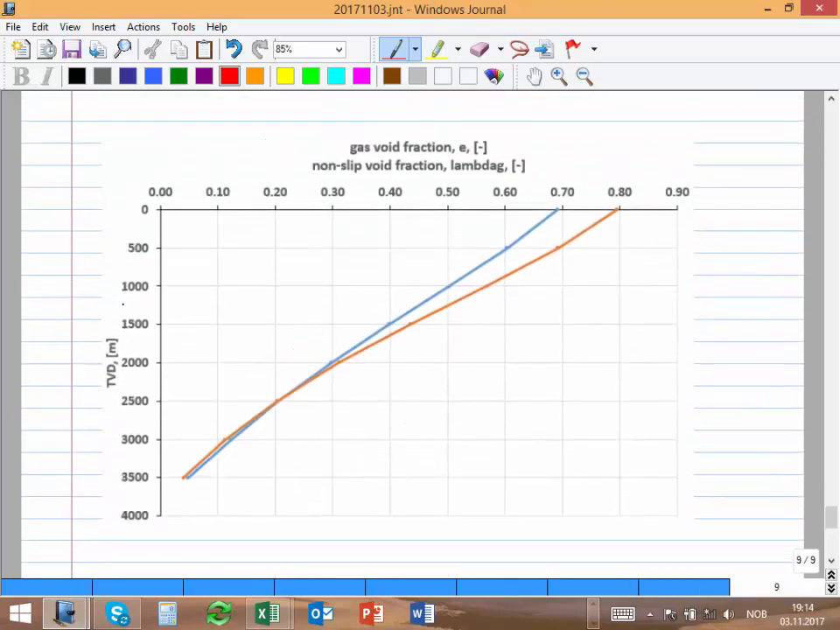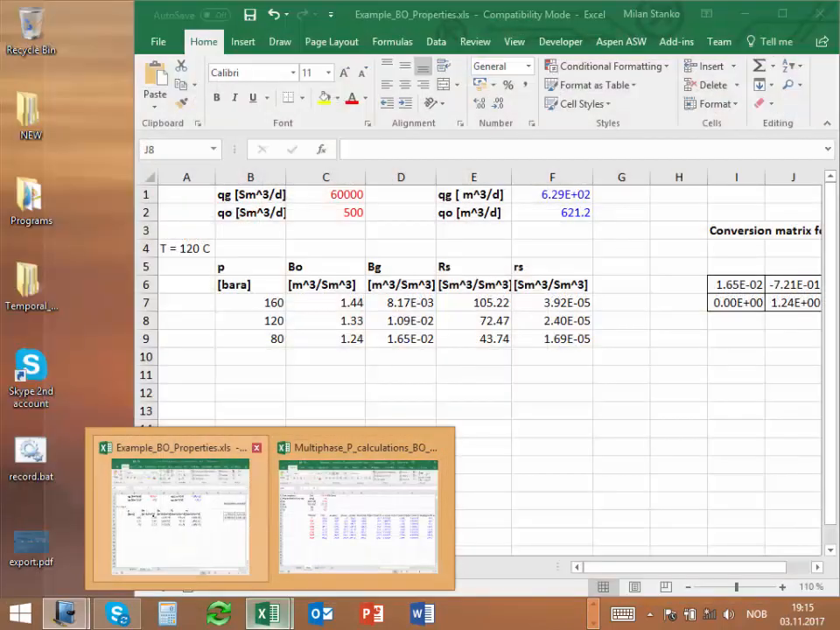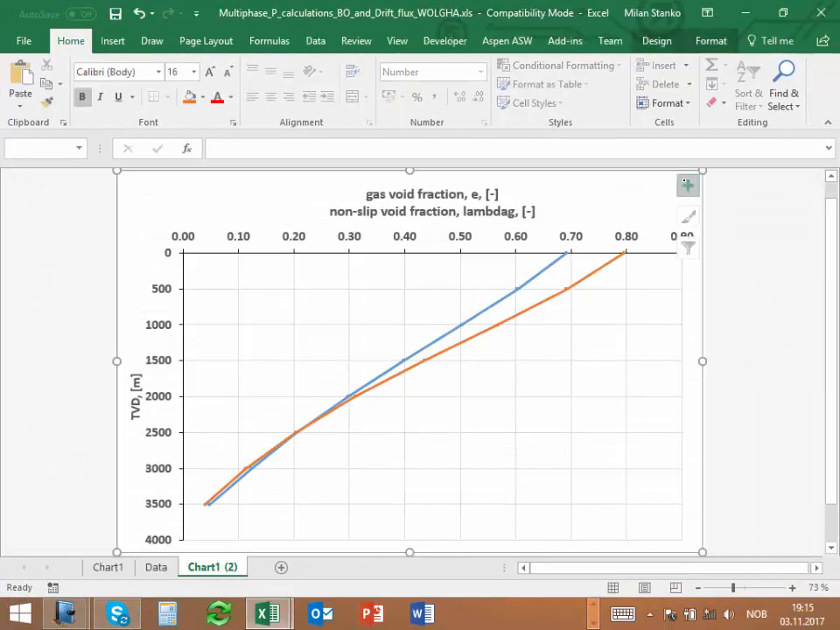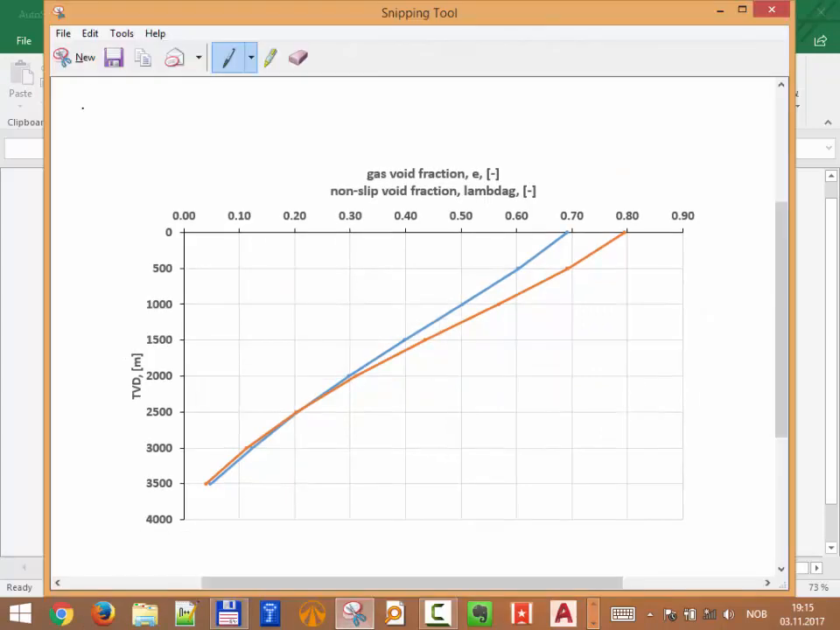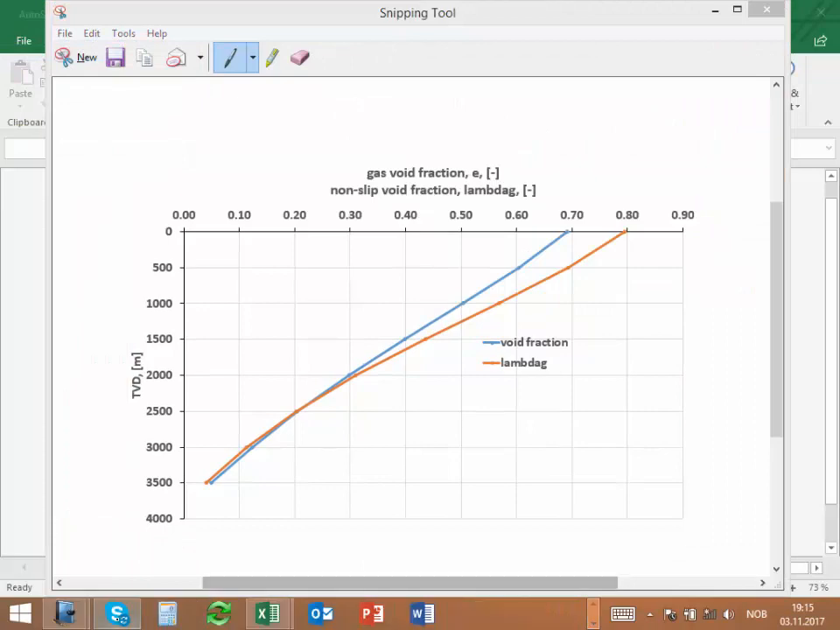Now let's see here, you have these two mystical things. The void fraction, remember, is how much the gas occupies. This epsilon is equal to the area of the gas divided by the total area, for the case with slip. And this lambda g is just the Q of the gas divided by the Q of the oil plus the Q of the gas. That's assuming the velocity of the gas is equal to the velocity of the liquid and of the mixture. I have plotted both here, but I didn't label which one is which. That's very bad, no legend. And that's what you have to deliver for the last exercise.